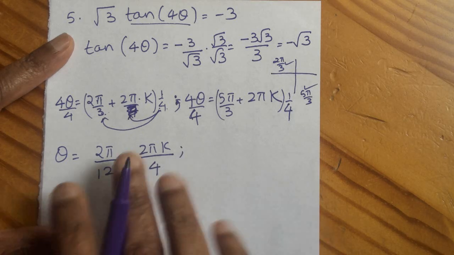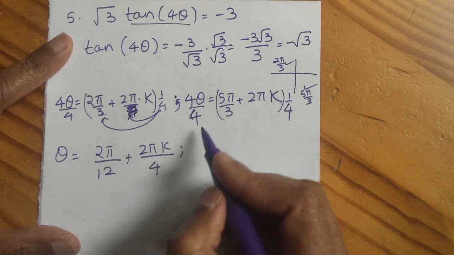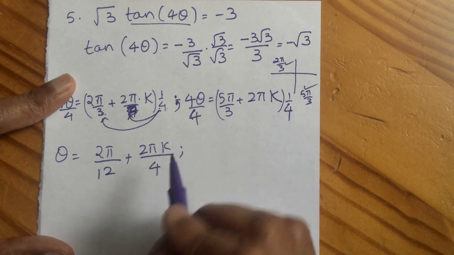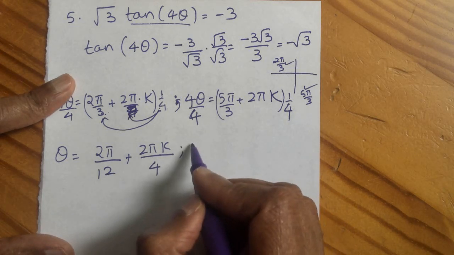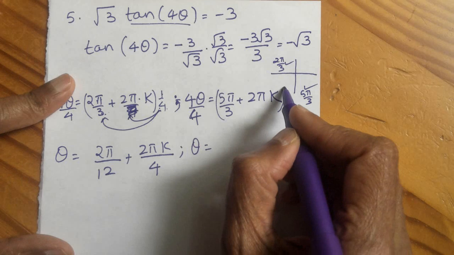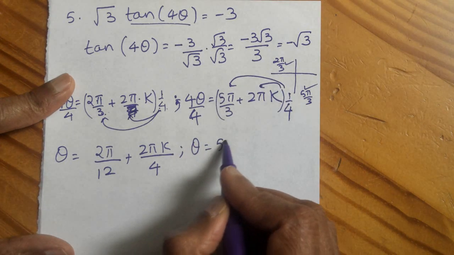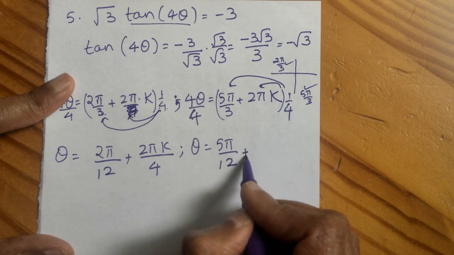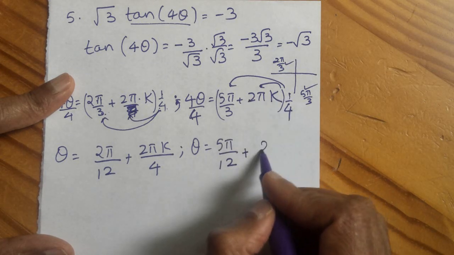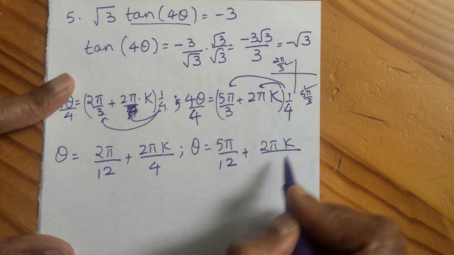Okay, let's keep going. Let's not simplify for now, because we're going to make them the same denominator. It's a little easier if you just keep it as it is. Theta equals, distribute, 5 times 1 is 5 pi over 12, plus 2 pi k over 4.